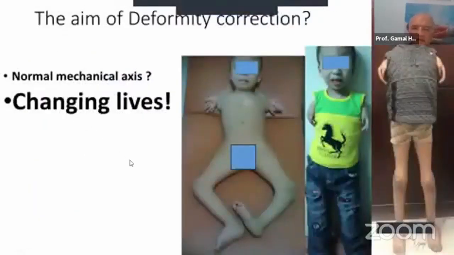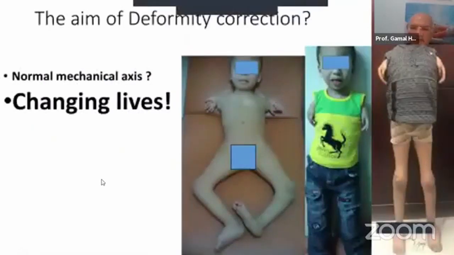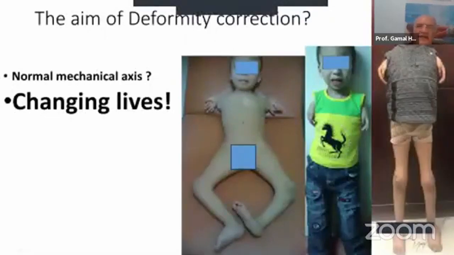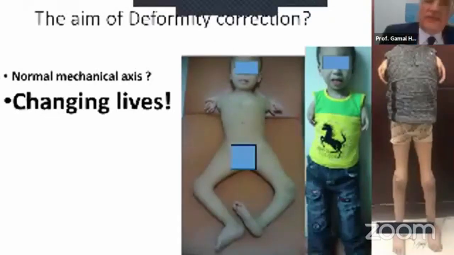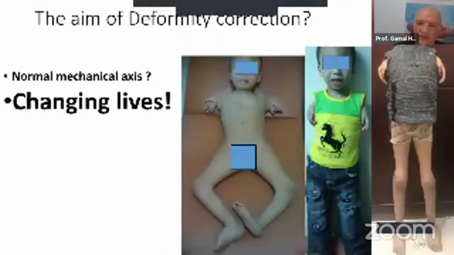Look at this patient with such a deformity. Bedridden at age 5, and this is after treatment. Look at him in adolescence. The aim of correction of the deformity is not just to have a mechanical axis. The aim of correction of the deformity is changing lives. You change the life of the patient from a bedridden patient to an almost normal patient.